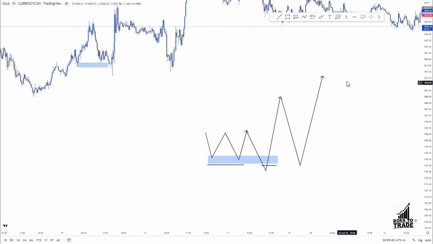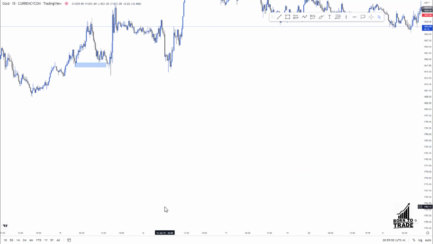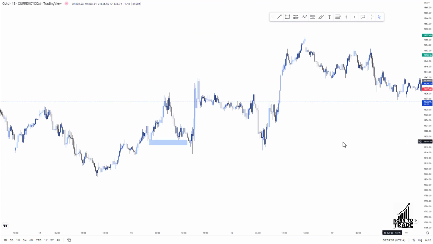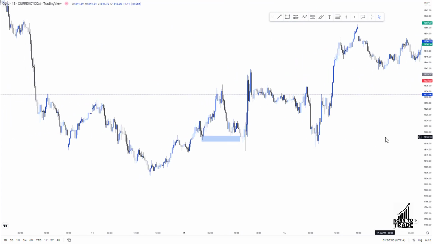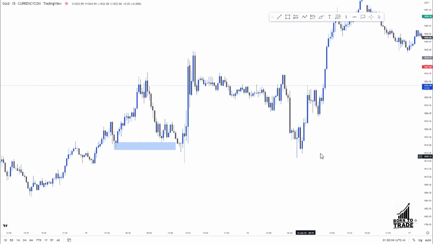I hope you understand. Most times you might not see a perfect example on the price chart, but you have to train your eyes to see some of these things. So let me show you some of these examples. This is gold on the 15 minutes time frame, and I want to show you one of the examples that I have right here. So what can you see from here?